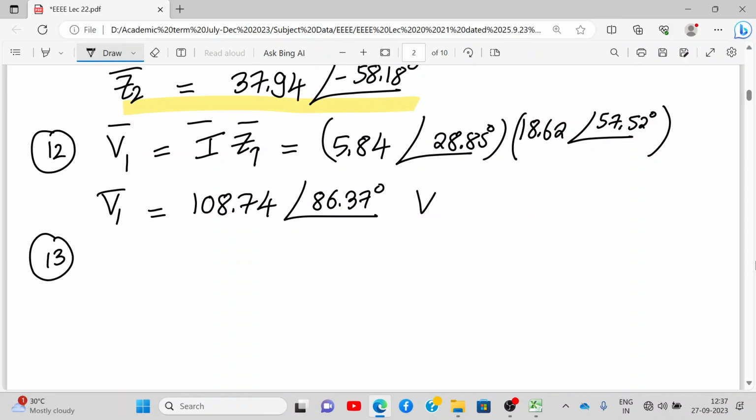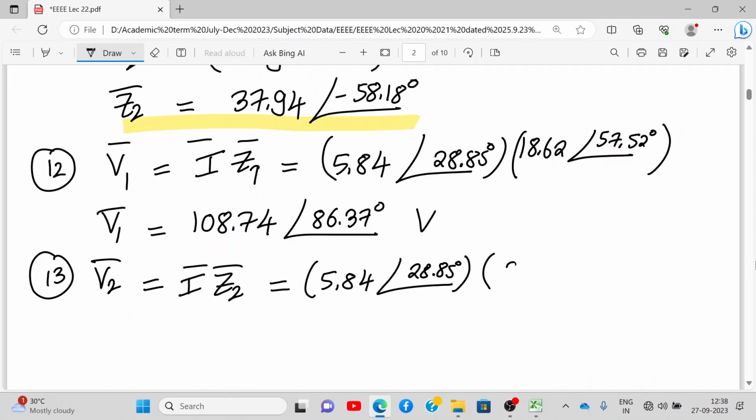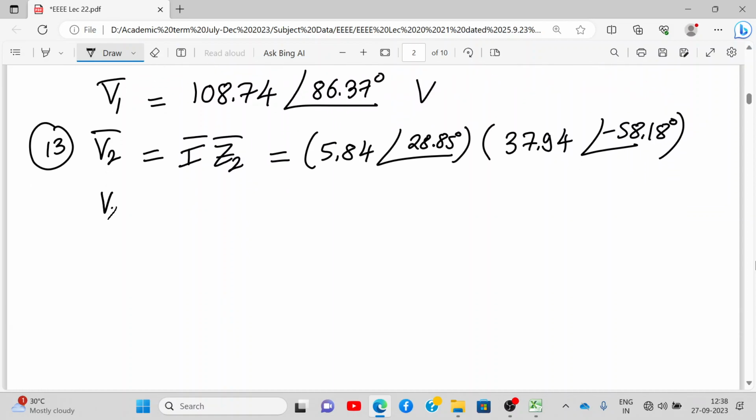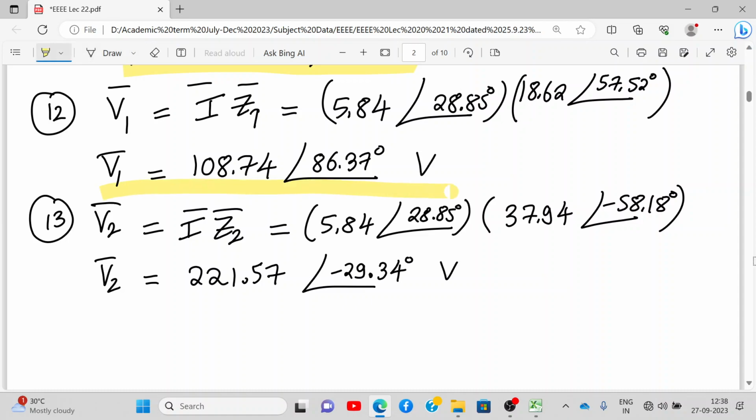Similarly, what will be V2? I into Z2. I is 5.84, angle 28.85, and Z2 we have calculated above, as you can see, 37.94, angle minus 58.18 degrees. So multiply the magnitudes and add the angles. So this will be 221.57, angle minus 29.34 degrees volt. So this is my value of V1 and V2, which we were supposed to find out.